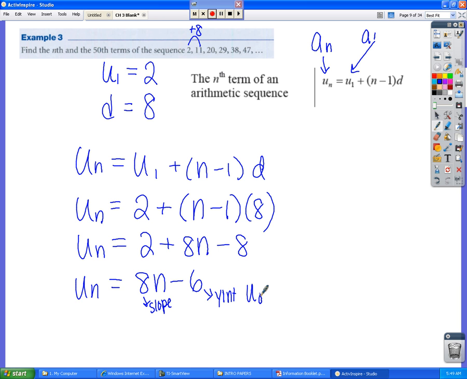And then it asks to find the 50th term. So u sub 50 would be very easy. I would do 8 times 50 and then minus 6, and you would get your 50th term.